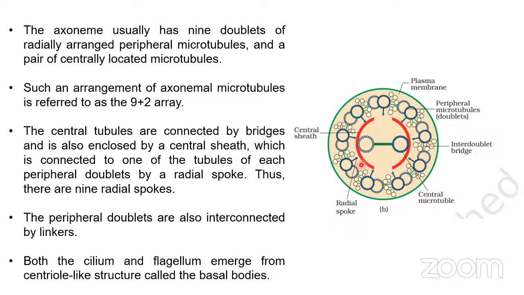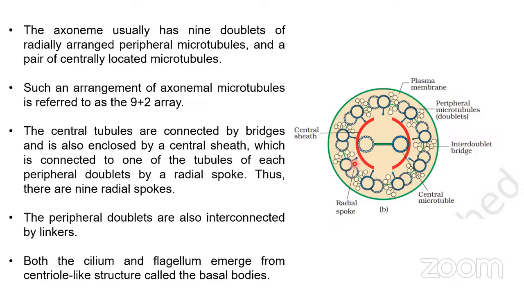So the central microtubules are connected by a bridge-like structure, and they are enclosed inside a central sheath, which is connected to one of the tubules of each peripheral doublet by a spike-like structure, which is known as a radial spoke. So this central sheath is connected to the peripheral tubules through a radial spoke.